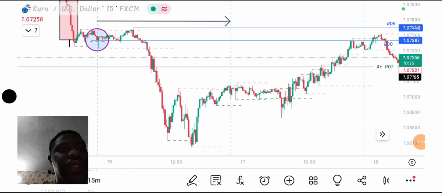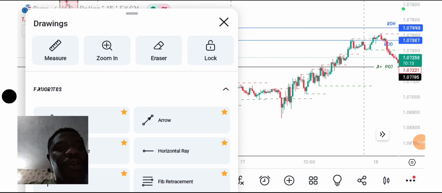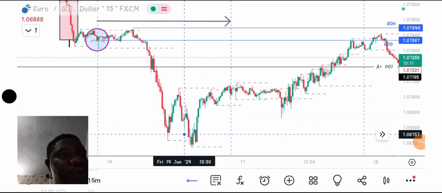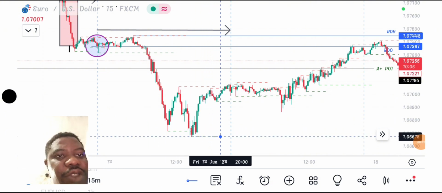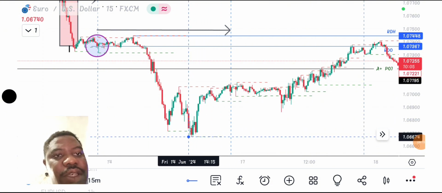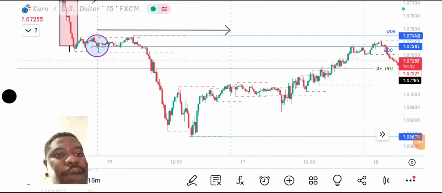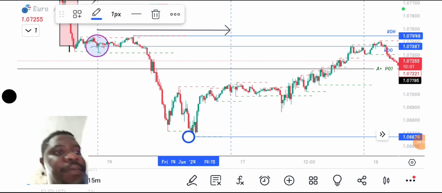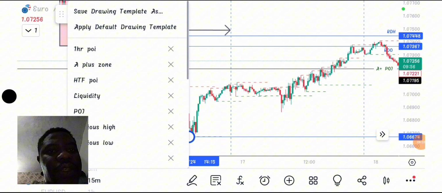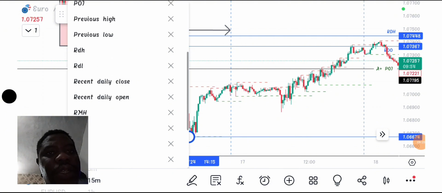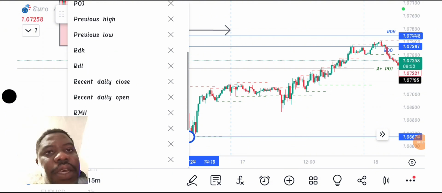So the next thing we want to do is spot our recent daily low, of which in this whole trading range here, the whole Friday trading range, the lowest point price got to was here, where we cut the buy from that day. So this is our lowest point. We go with recent daily low, RDL.